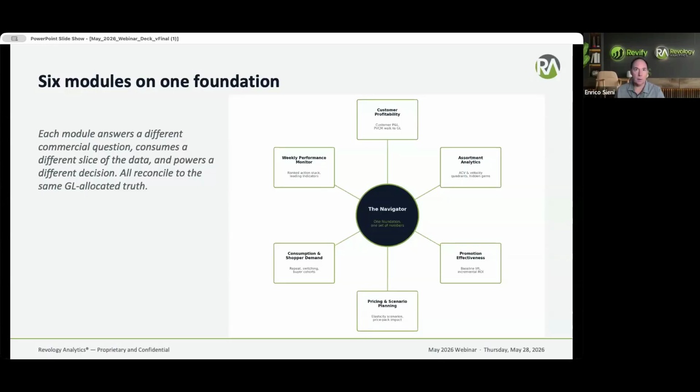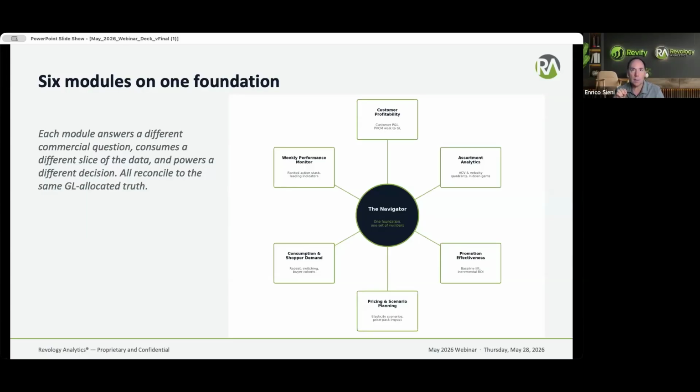Here's the full picture. There's 6 modules, 1 foundation in the middle. There's customer profitability, which is the customer P&L and the margin walk to the general ledger. You have assortment analytics for your distribution coverage, velocity, hidden gems. You have promotion effectiveness for the baseline lift and incremental ROI. And then you have the pricing scenario planning for elasticity scenarios and your price pack impacts. And obviously the consumption and shopper demand, which looks at repeat, switching, and buyer cohorts. We'll go through all of these, including the weekly performance monitor.